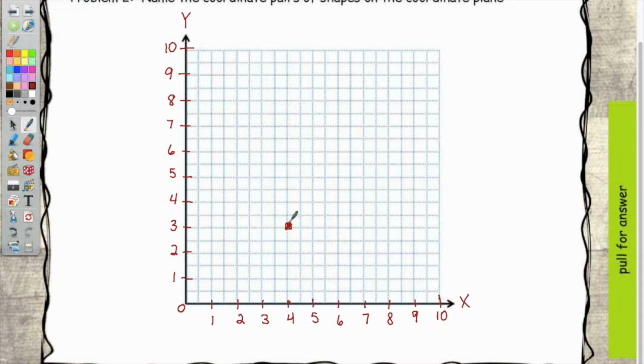Now what do you think the x and y coordinates are of the square? 4, 3. Why do you say 4, 3? So in order to label this square, I would write 4, 3, and typically they're in parentheses. Just write that over to the side.